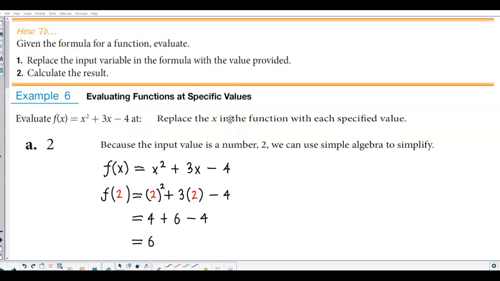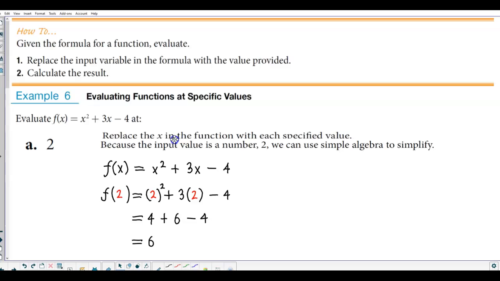Of the following. Okay, so what we want to do is replace the x in the function with the specified value. The specified value is the value of 2. And so what we're going to do is replace each x variable with a 2. So in our function, x is the input. And so what we're doing now is replacing x to be 2.